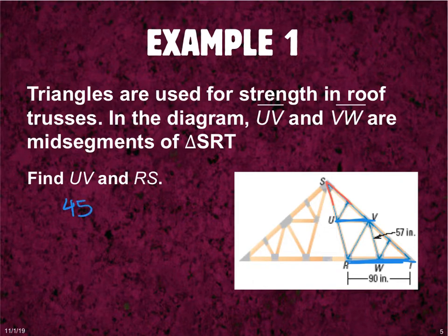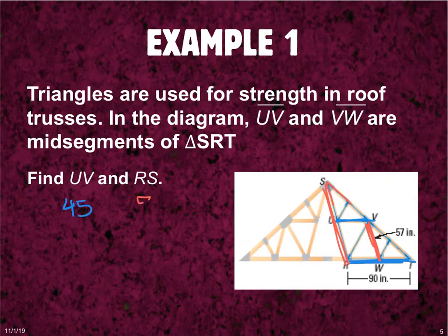45. I just take the length of that outside segment and divide it by 2. The next thing it wants me to find is the length of RS. RS is the outside side. And then they're also giving me the length of the mid-segment. So when I have the length of the mid-segment, how can I find the length of the side it's parallel to?